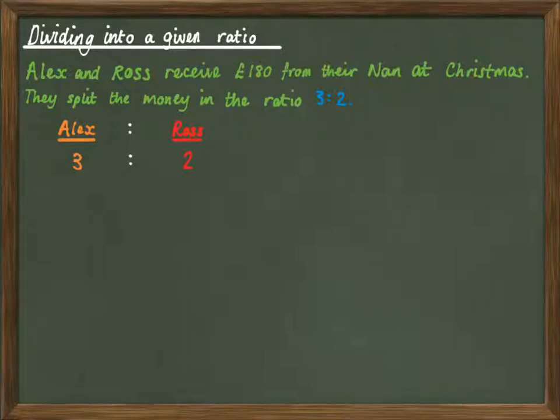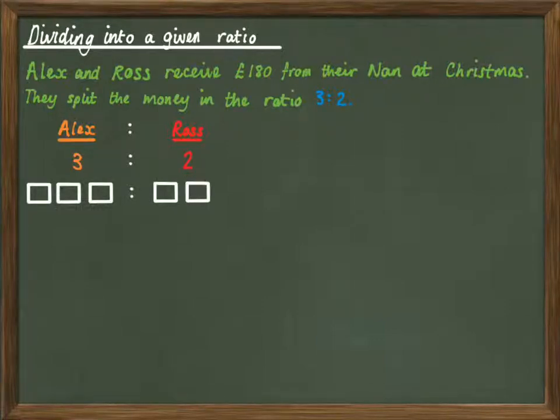Now think of this in terms of money. If there were 2 people sitting in front of you, Alex and Ross, what 3:2 means is for every £3 I give Alex, I'm going to give Ross £2. Then I'm going to give Alex another 3, and Ross another 2, and I'm going to do that round and round until I've used up all of the £180 that we've got to split between us. So £3 to Alex, £2 to Ross.